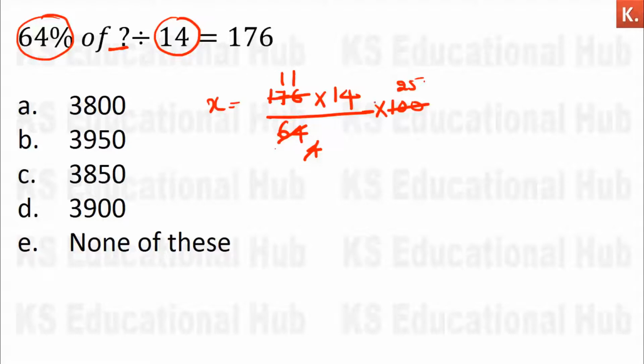11 into 14 is very simple. So 11 into 14 is, firstly take 4. Then 1 plus 4 is equal to 5. Then left out is 1. So that's like 154 into 25.